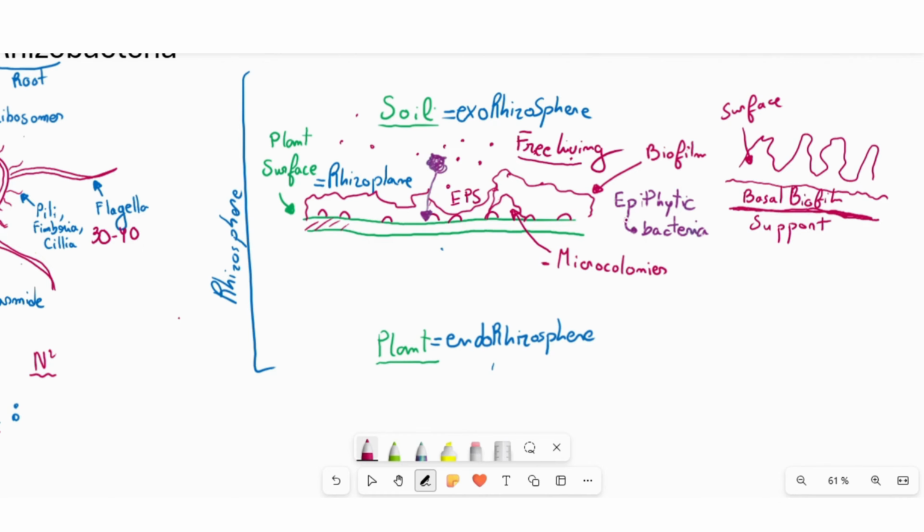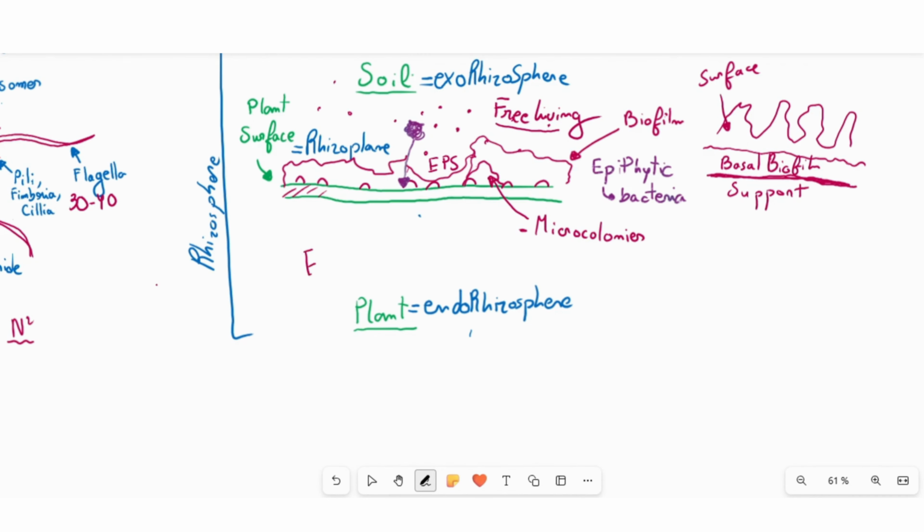So in here, as we've said, we have free living bacteria in the exorhizosphere, we have epiphytic bacteria in the rhizoplane, and then we have endophytic bacteria. Now these ones are mostly the ones that infect the cells, and it is through a sort of communication and signaling mechanism between the plant and the bacteria.